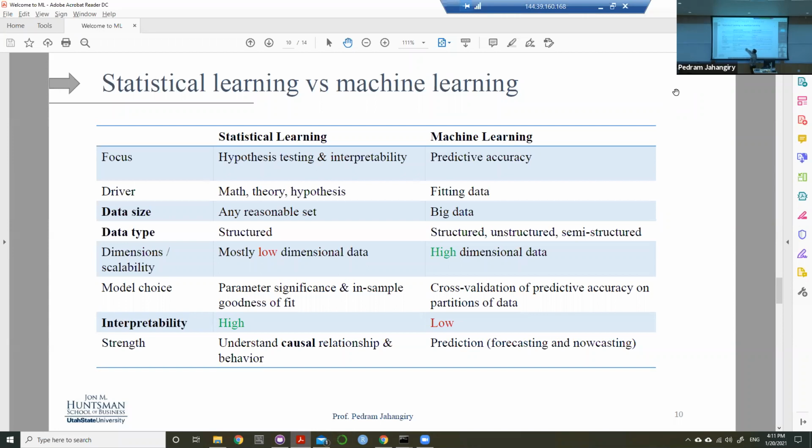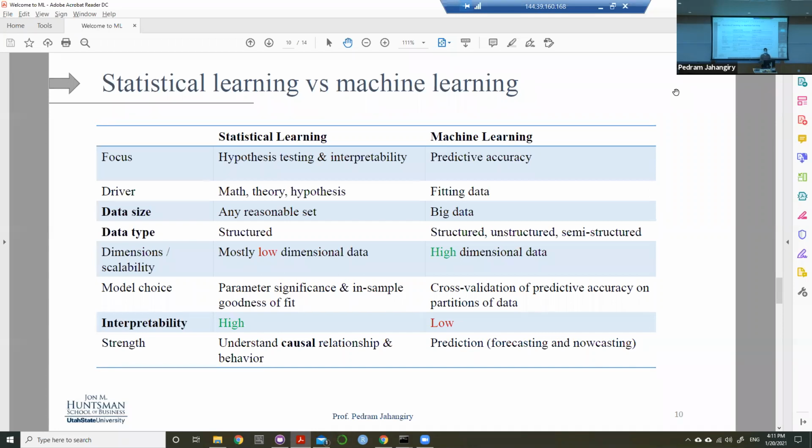In statistical learning, the driver is math, theory, hypothesis. In machine learning, it's only fitting data. I don't care if there's a theory or not. Even if there is, I don't want to use that theory. I just want to trust the data and see what the data is telling me. That's it. Again, guys, I'm not trying to sell machine learning to you because at the end of the day, you have to use a combination.